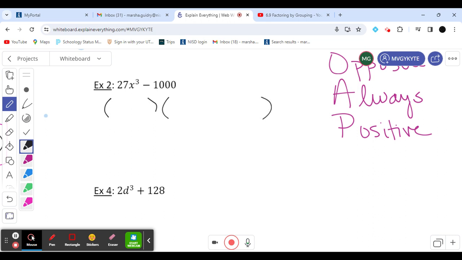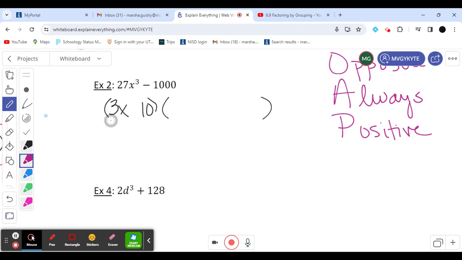So what is the cube root of 27? If you look back at the bottom of your paper, we see that is a 3. What is the cube root of x cubed? That is just an x. What is the cube root of 1,000? That is just a 10.